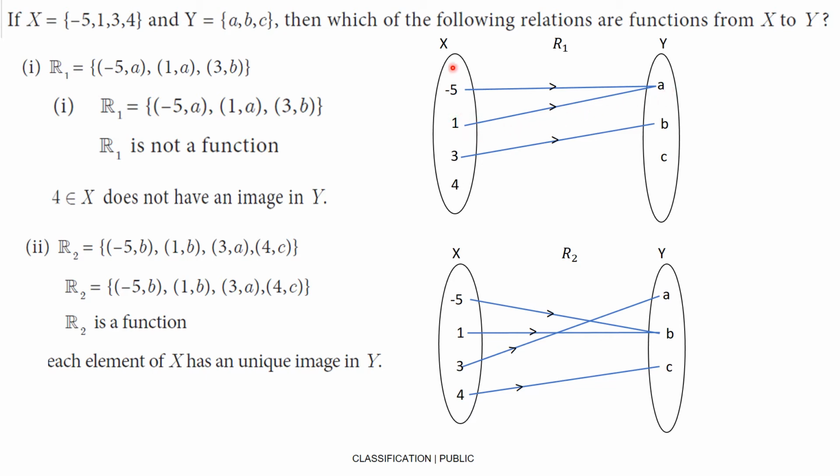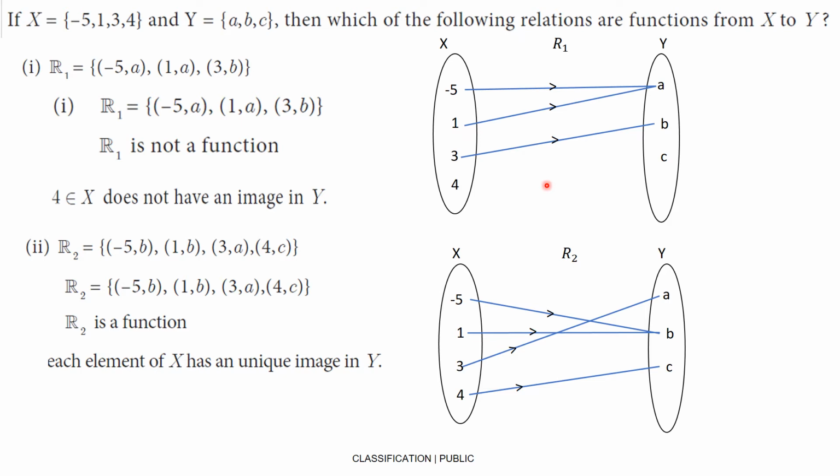X belongs to X, there exists only one y belongs to Y. That means all elements in X have only one image. Here also (-5, a) one image, (1, a) also one image, and (3, b) is also one image. But 4 belongs to X, here it does not have any image. Clear? Therefore, R1 is not a function. 4 belongs to X, it does not have an image in Y. Therefore, it is not a function.